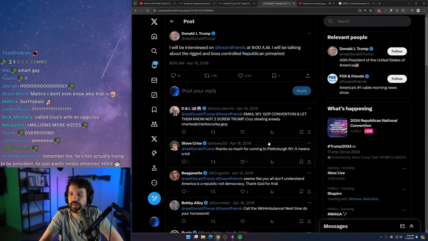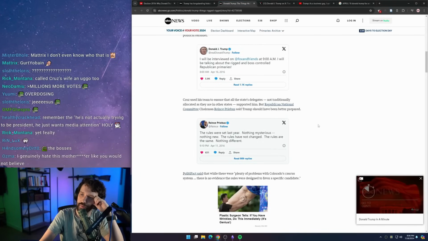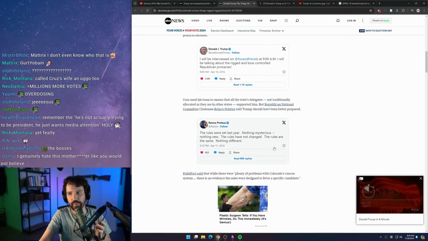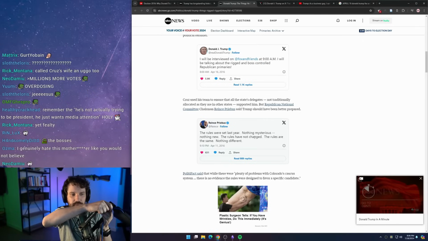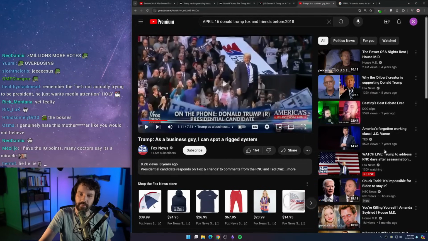I'm pretty sure that every single rule thing that he alludes to here is not true. You've got Priebus who tweets, the rules were set last year, nothing mysterious, nothing new. The rules have not changed. The rules are the same. Nothing is different. So every time he says that there's a change, I don't think any of this is even true.